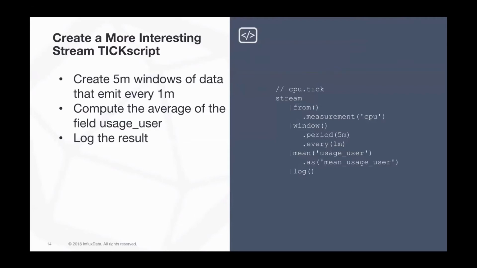And then from that data, another method is to compute the mean, so to compute the average of the field within that measurement, just the usage_user. And then once it computes the mean of that 5-minute window of data, we're going to log the result. So you can see how you're just chaining different methods as you move forward in the pipeline.